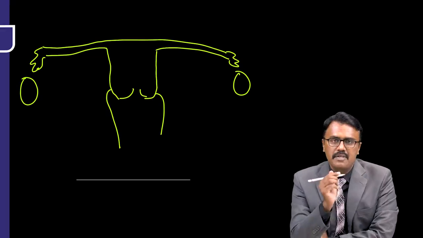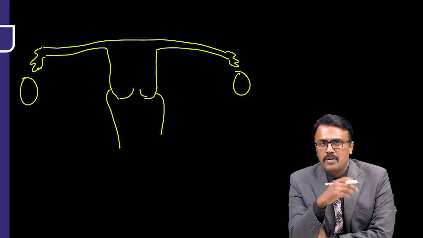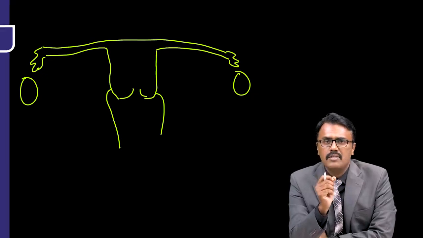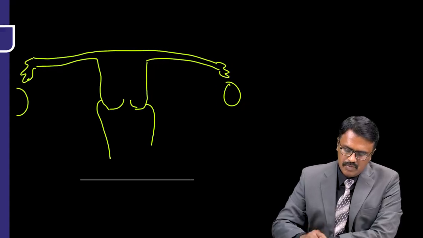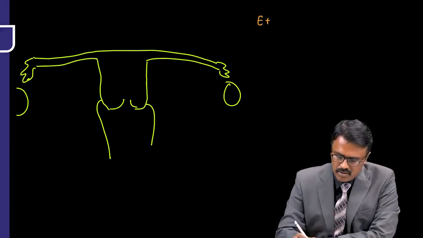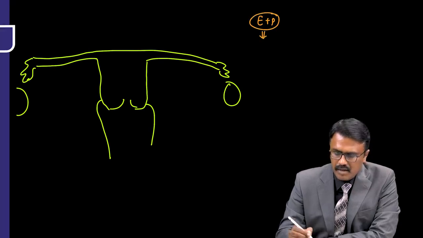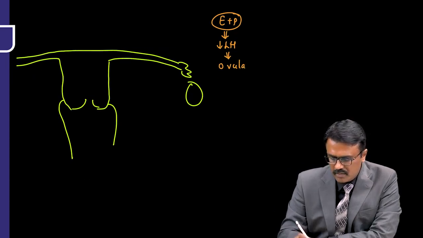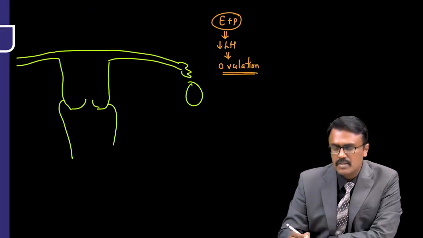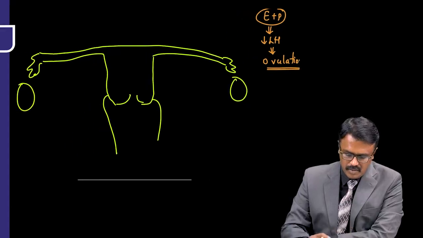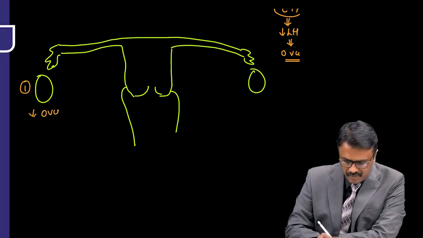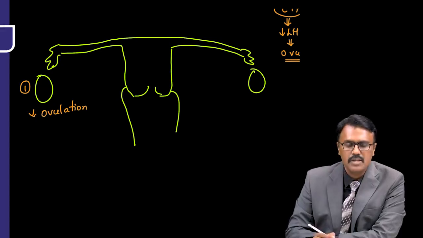You know that FSH, LH are important for the maturation of ova, and LH is responsible for ovulation. That is, on the 14th day, it causes induction of ovulation. So, when we combine the drugs like estrogen plus progesterone, they have a negative feedback mechanism, so they decrease LH and they decrease ovulation. That is the specialty of combined oral contraceptive pills which contain both estrogen and progesterone. So number one, they work in the ovary and decrease ovulation.